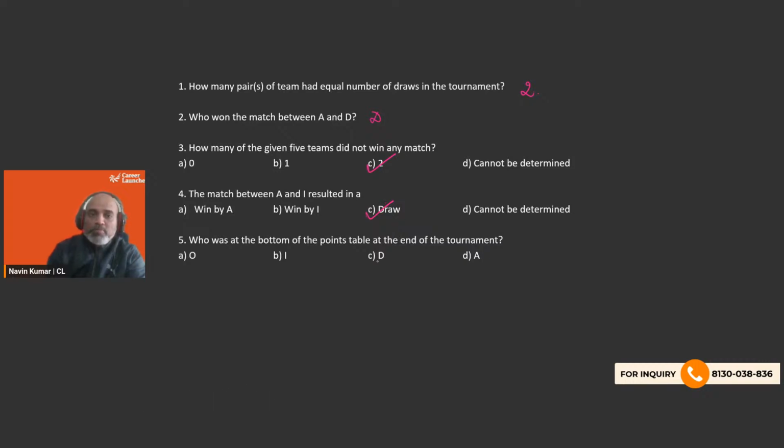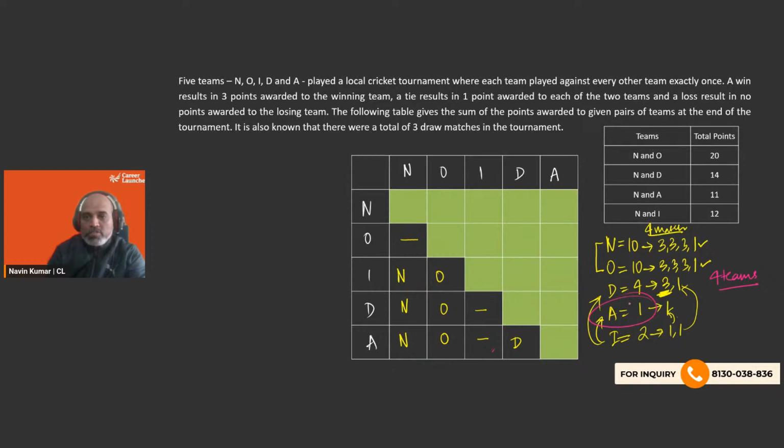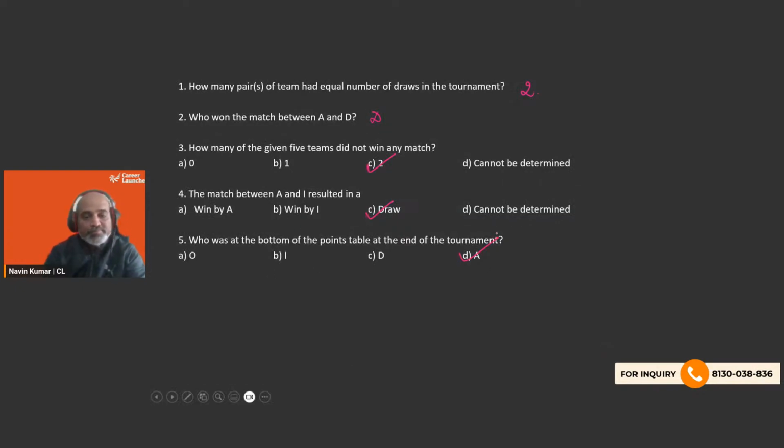Who was the bottom of the points table at the end of the tournament? So the lowest point was obtained by A. So that's going to be option D. I hope this part is clear. I hope there is no doubt in this, right?